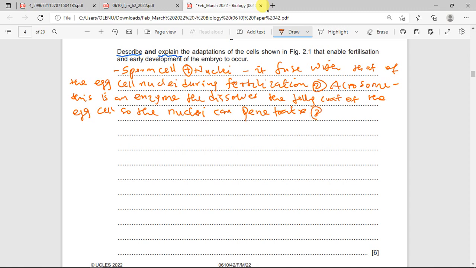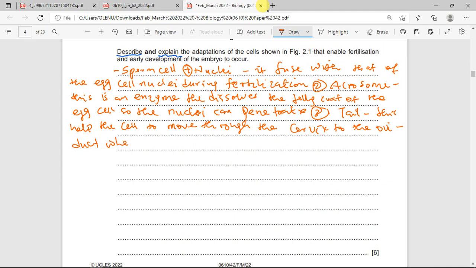The third point here is sperm cells have a tail. This helps the cell to move through the cervix to the oviduct, where fertilization takes place.